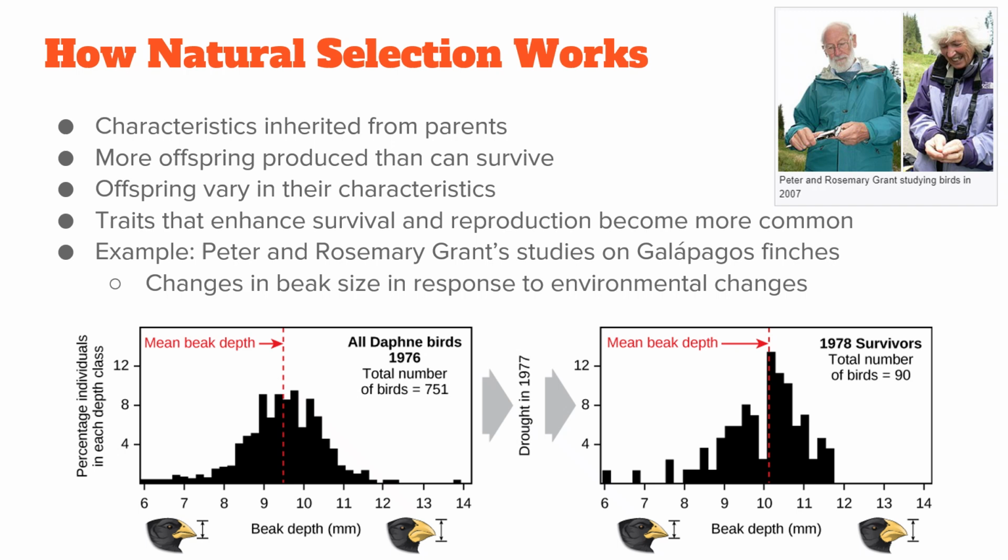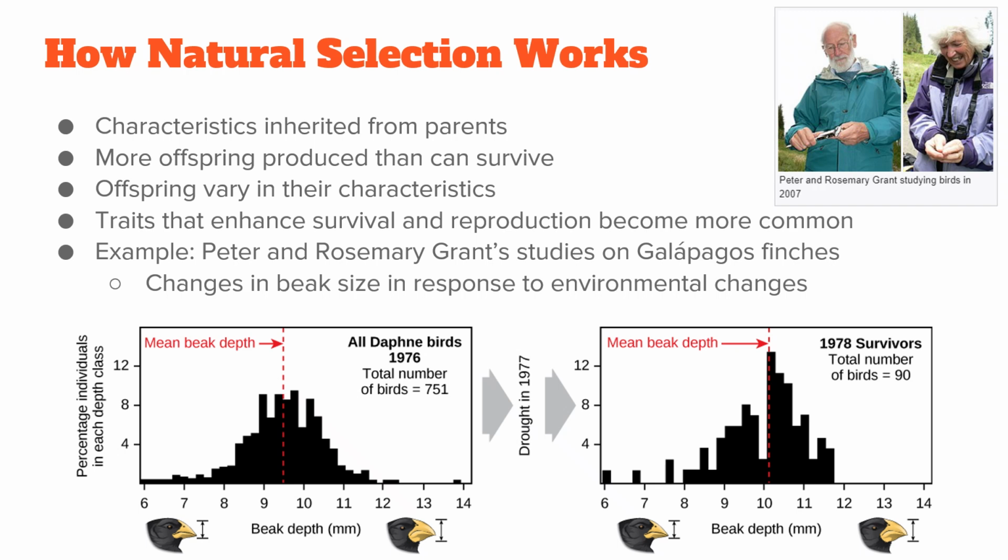Natural selection rests on four ideas. First, that traits are inherited. Second, that organisms produce more offspring than can survive. Third, offspring vary in traits. And fourth, that traits that increase survival or reproduction become more common.